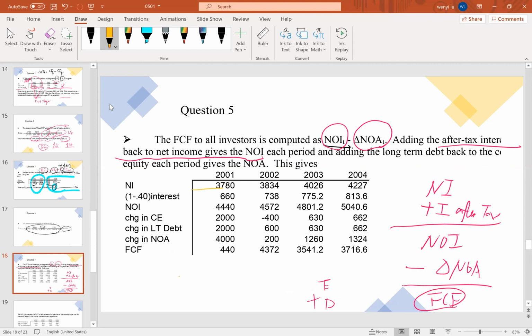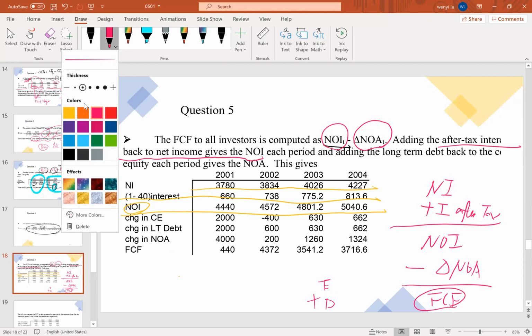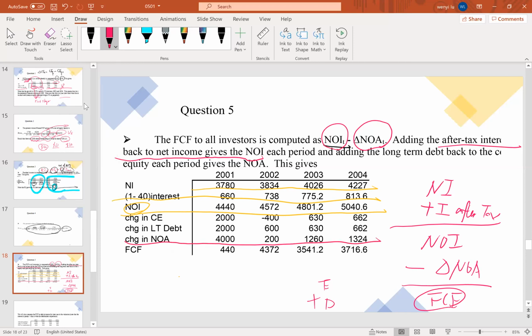We have the net income from the income statement, plus the interest after tax. We have the net operating income in this line. Then you are adding back the change in the net operating assets. How to measure the net change in the operating assets? We have two parts: one is the change in the common equities, one is the change in the long-term debt. The change in common equities is the common equity this year minus common equity last year, from your balance sheet. Same thing for long-term debt: long-term debt this year minus long-term debt last year.